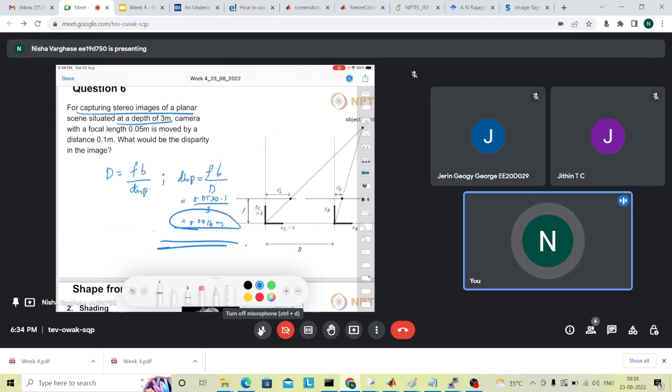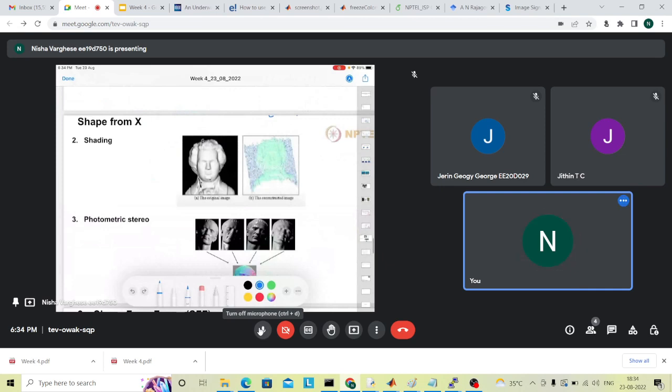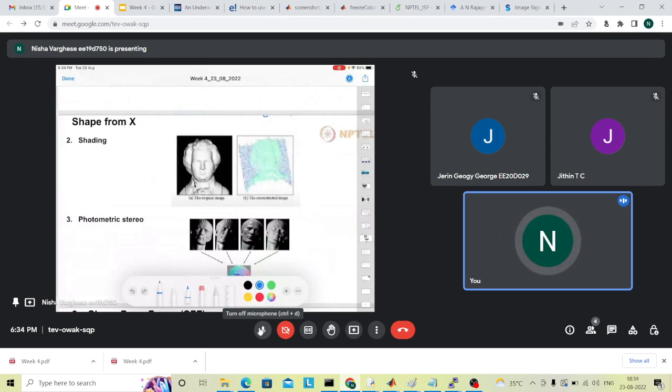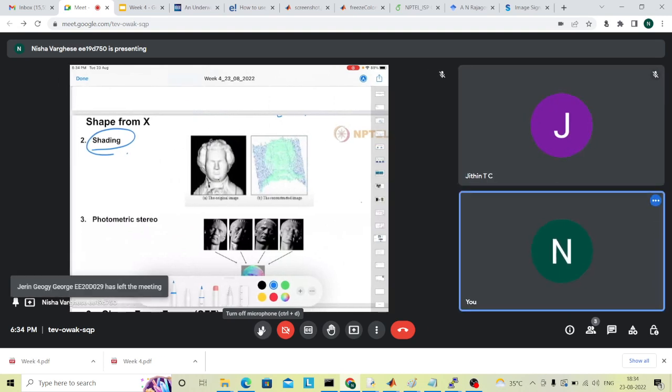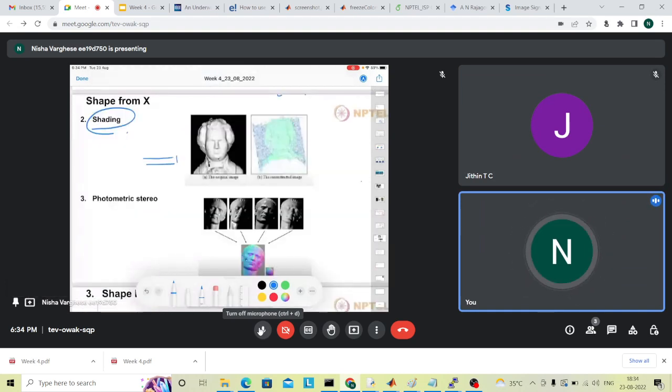Then the next X is shape from shading. In the lectures it is already explained that in shape from shading, the structure of the object will be found by using the light and the surface normal of the object. That is explained in the lectures.